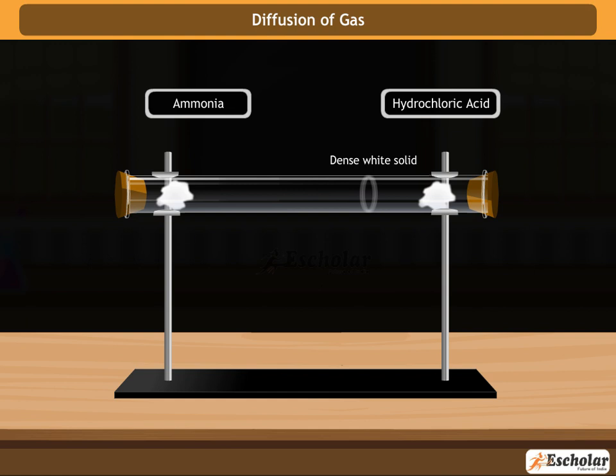The distance between the cotton wool soaked in ammonia and the dense white ring is greater than that between the cotton wool soaked in the hydrochloric acid and the dense white ring. So from this experiment we can conclude that the ammonia gas covered a greater distance inside the tube.